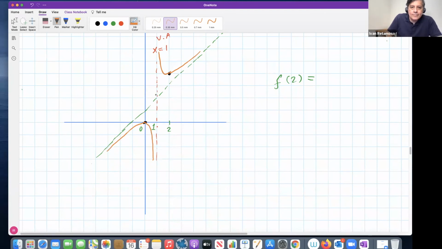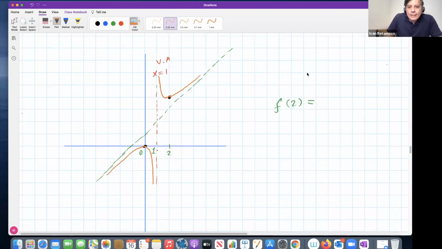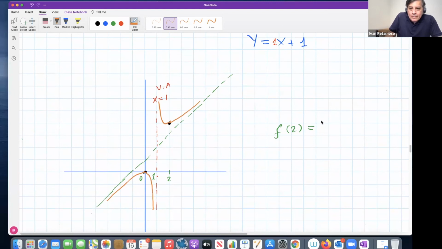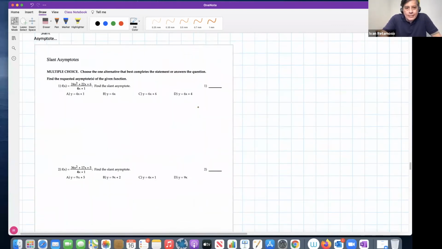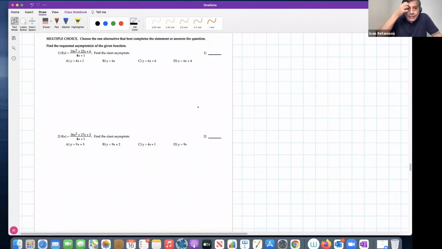So these two. Yeah, f of 2 was 4, right? So 4 here. f of 0 was 0. So these are our test points, and then you get the two curves. Okay, guys. So now, how this is on the worksheets, at least let me show you one example.